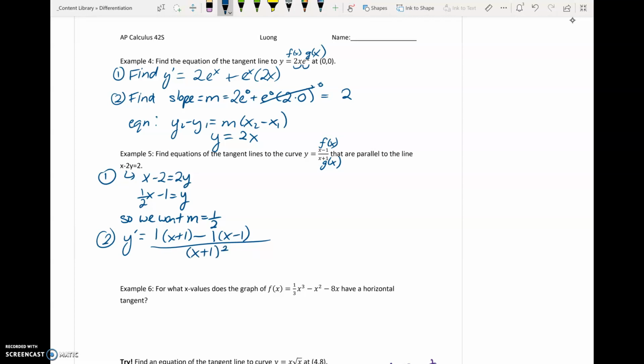Let's simplify this a little bit more. So this is equivalent to saying 2 over x plus 1 squared. This is the equation of all your slopes with this curve that's given to us. We need this to equal one half.